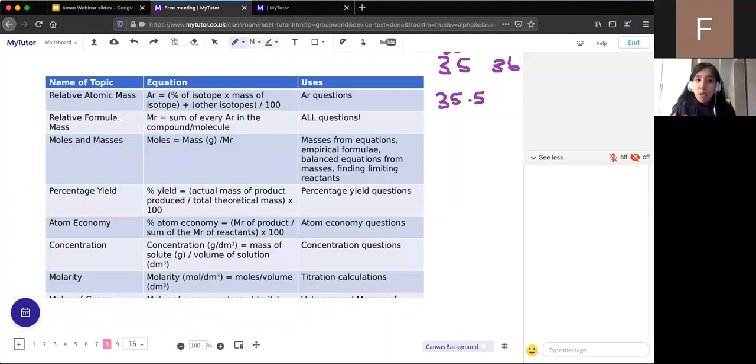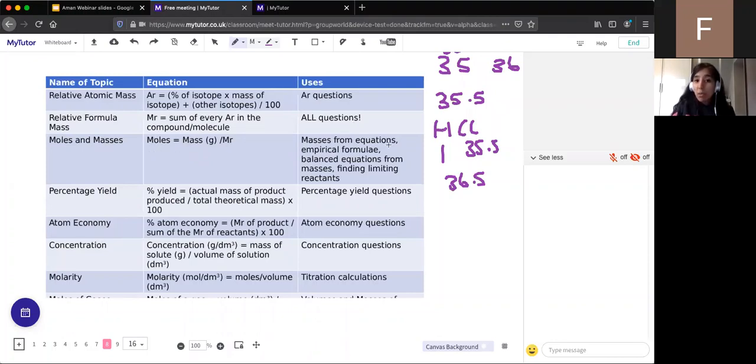So relative formula mass, again, we've been doing this lots. So sum of every AR in the compound or molecule. So for example, hydrogen chloride, the MR of that would be hydrogen's AR, which is 1, and chlorine's AR, which is 35.5. So the MR would be 36.5. Moles and masses, again, we've used that today, where the moles equals mass over MR.